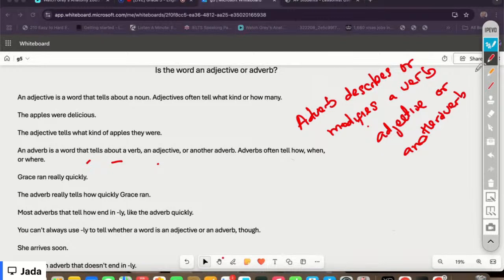All right, so adverbs often tell how, when, or where. Okay, so adverbs often end with ly. Often it ends with ly, but not always. But most of the times when you see an adverb, it has the ly. Just like it says, Grace ran really quickly. So quickly is an adverb.